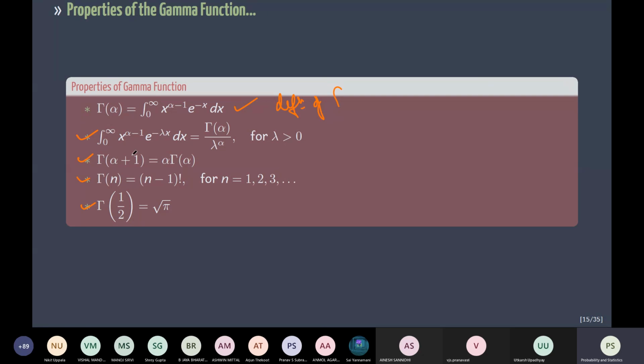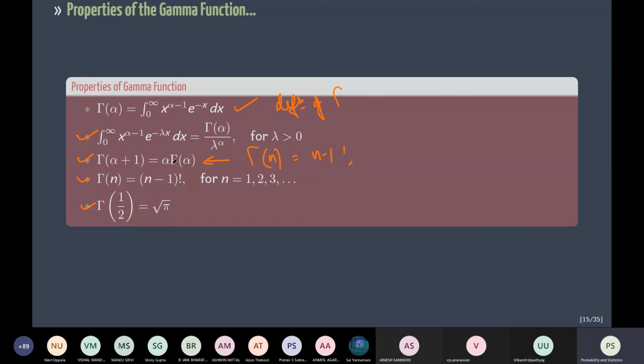From here, you can immediately see that gamma of n equals n minus 1 factorial can be proved for integer values. It can be retrieved from this property, because gamma of alpha plus 1 is alpha times gamma of alpha, so it's a recursive thing. But this holds for any real number.